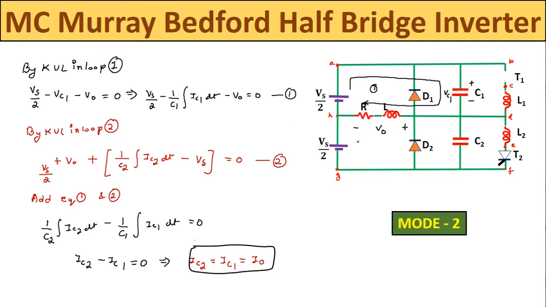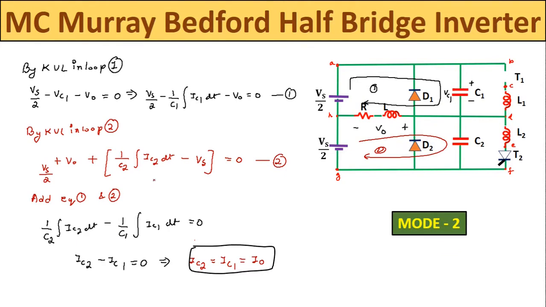Now we will apply KVL in this second loop. We will get Vs by 2 plus V0 plus this voltage we are getting, because this C2 capacitor is now imparting its energy. So the voltage across this capacitor will be 1 upon C2 integration of IC2 dt minus of Vs is equal to 0. So this will be equation number 2. Now we will add both these equations number 1 and 2. We will get this type of equation. Here this Vs by 2 and this Vs by 2 becomes Vs, and here minus Vs will be there.